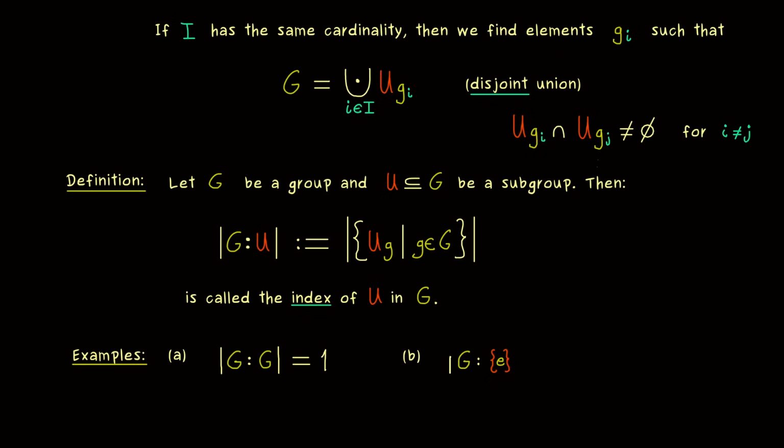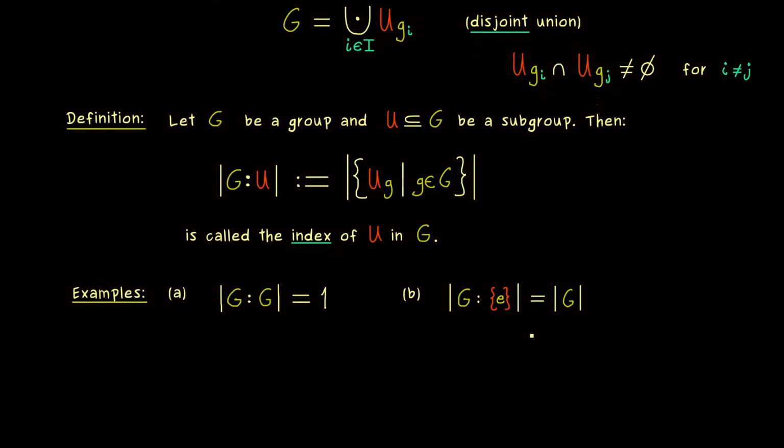Obviously there we have a lot of right cosets, namely one for each element in G. Therefore the cardinality here is exactly the cardinality of G itself. So you could say that these are the two extreme examples, and all other subgroups have indices in between.